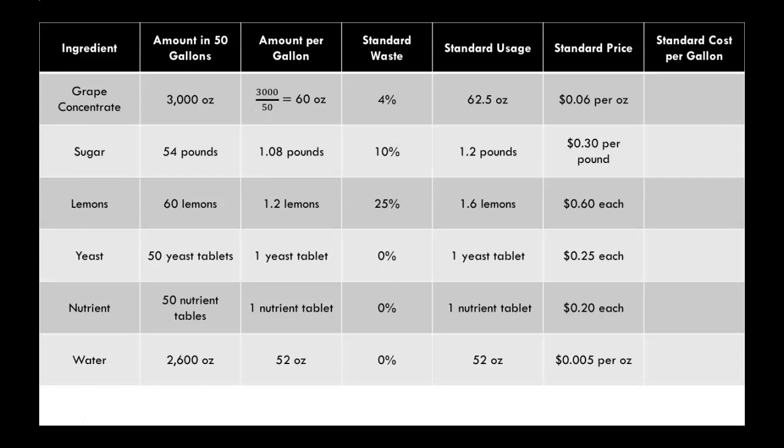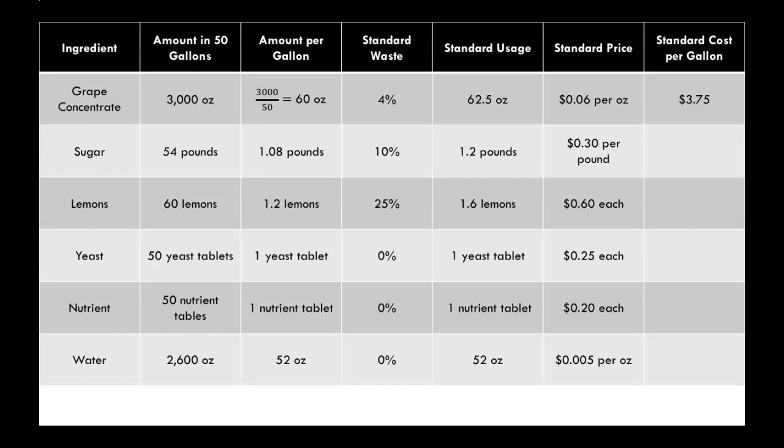Then our standard cost per gallon. How do we find this? Well, we take the standard usage and we multiply it by the standard price. So for grape concentrate, 62.5 ounces times $0.06 per ounce, or 6 cents per ounce. And we see that for 1 gallon of wine, we're going to spend $3.75 just on the grape concentrate.